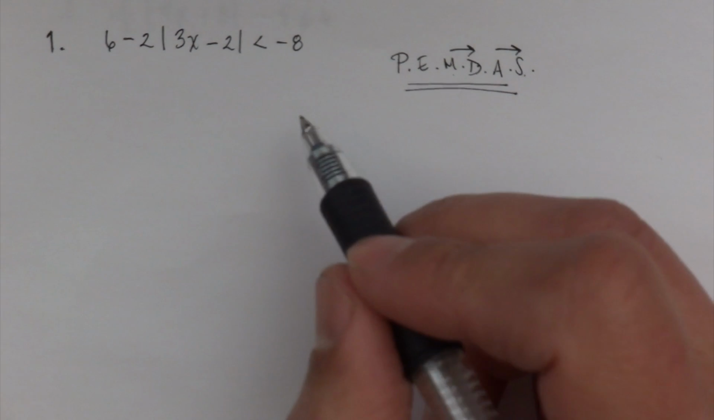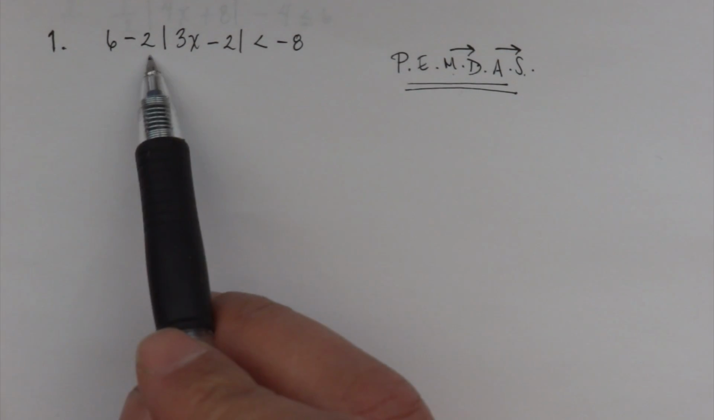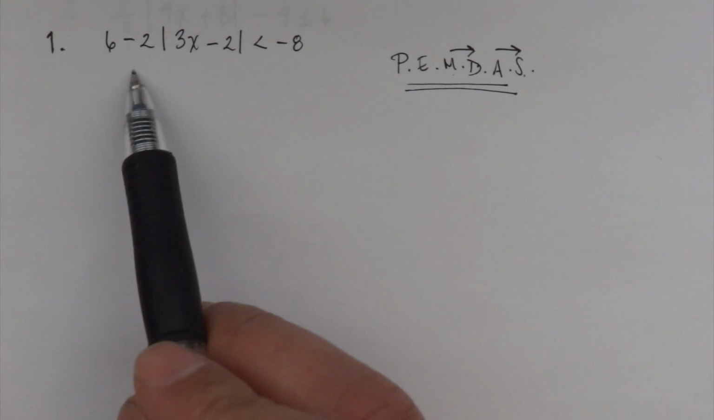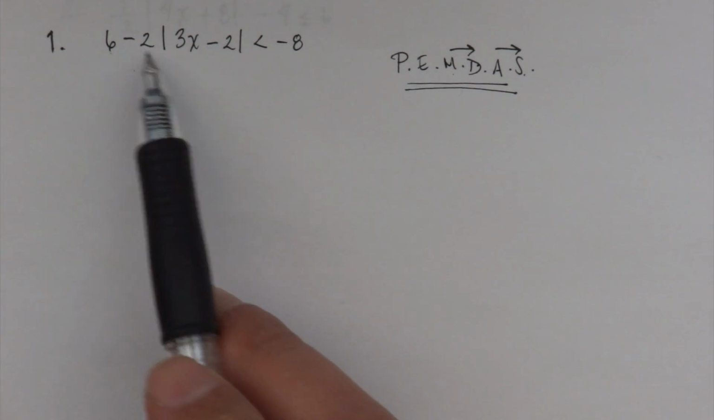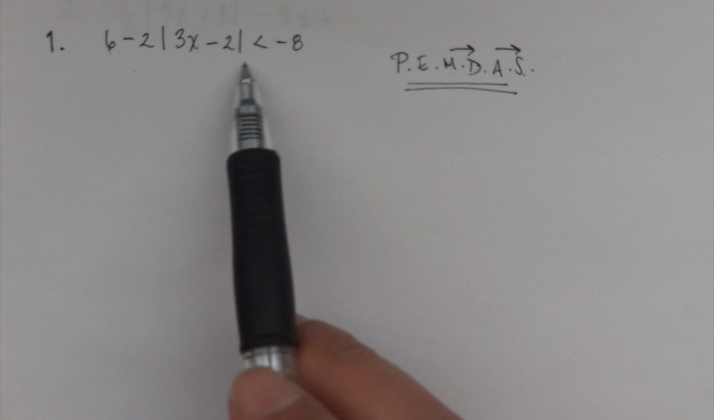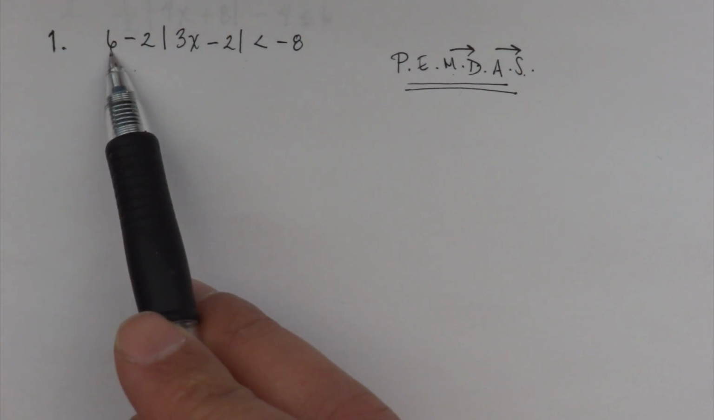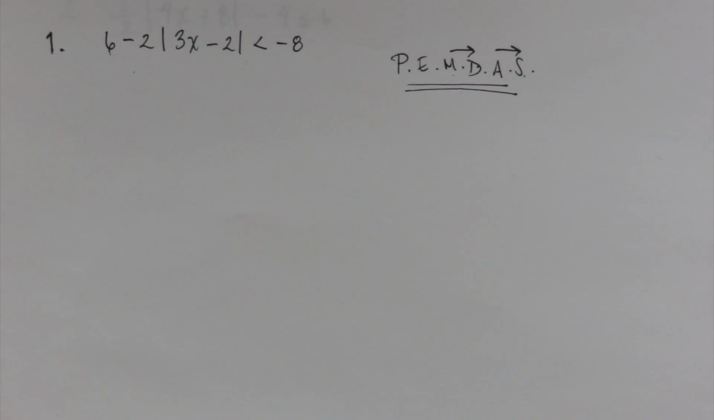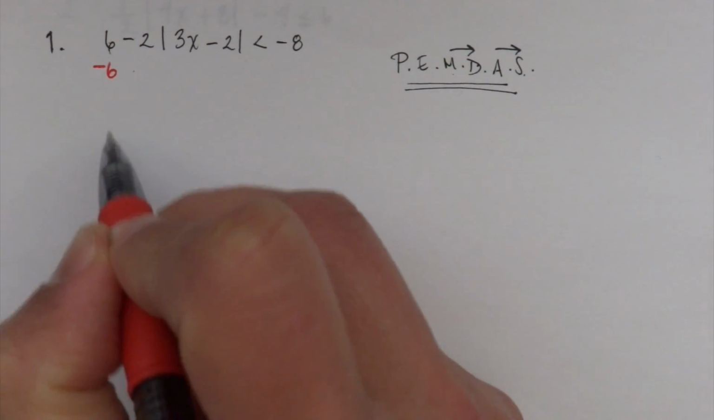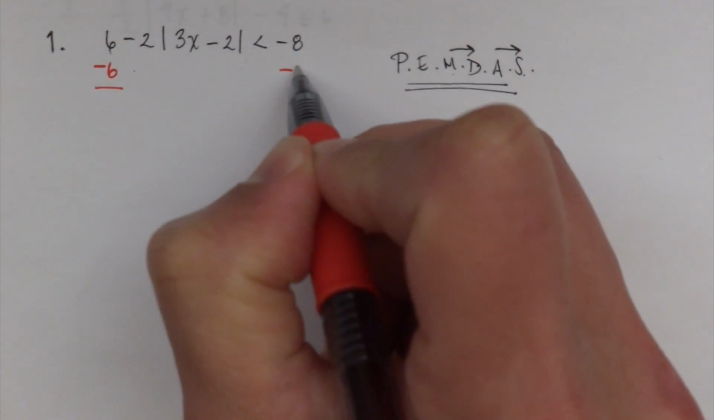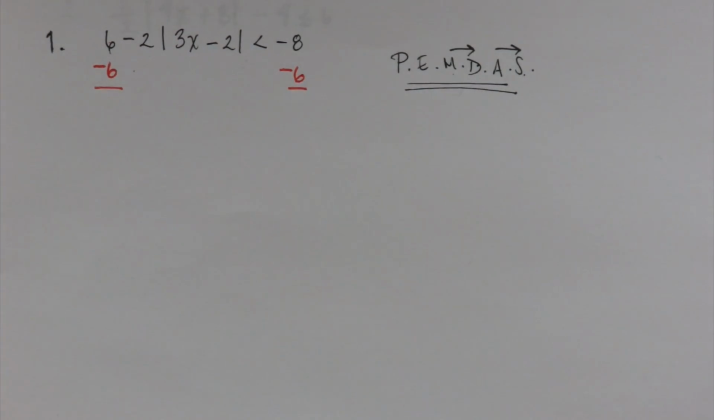Okay, so here we look at this problem. Here we see a 6 minus 2, and right away students say, oh, this is easy, this is 4. No, you have to understand that the 6 is being subtracted by this whole quantity here. So this is a positive 6. In order to start solving, we're going to do the opposite, or the inverse, which is a minus 6.